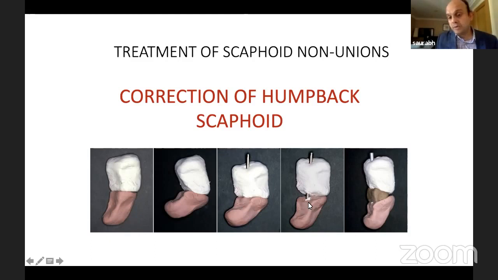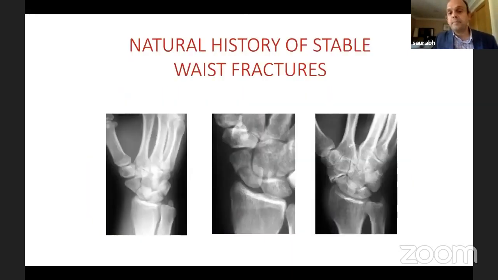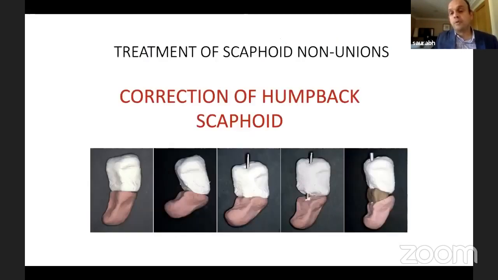Once you've jacked it out, at this stage, you need to hold it with a wire. Again, do your four views, center your wire in the scaphoid. Once you've done that, it's only at that stage that you put your graft. This is very important. You can't put a graft and then start putting K-wires because the graft will all disperse. Correct the orientation, put your wire in, check on X-ray. Once you're happy, put a graft, measure the screw and put a screw. This is the sequence of doing it. And of course, we're going to see them when I show you some of my cases.